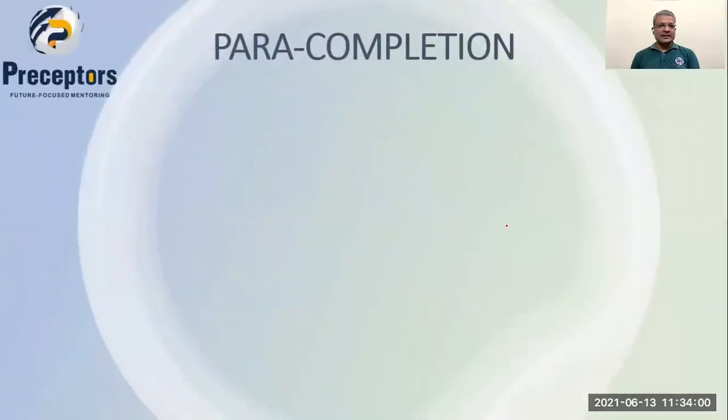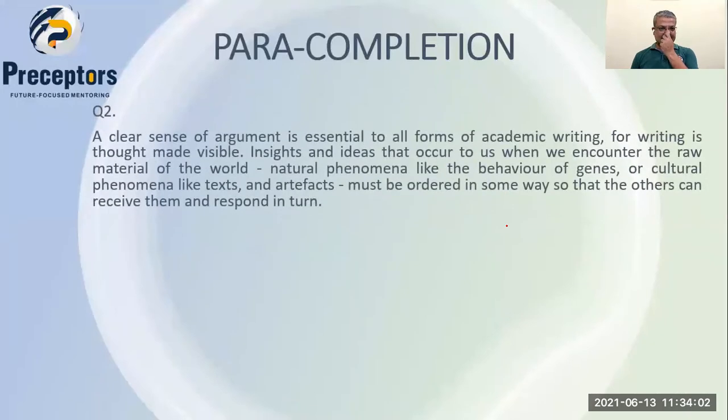Coming to the next question, this is your question. A clear sense of argument is essential to all forms of academic writing. For writing is thought made visible, insight and ideas that offer to us when we encounter the raw material world. Natural phenomena like the behavior of genes or cultural phenomena like texts and artifacts must be ordered in some way so that others can receive them and respond in return.